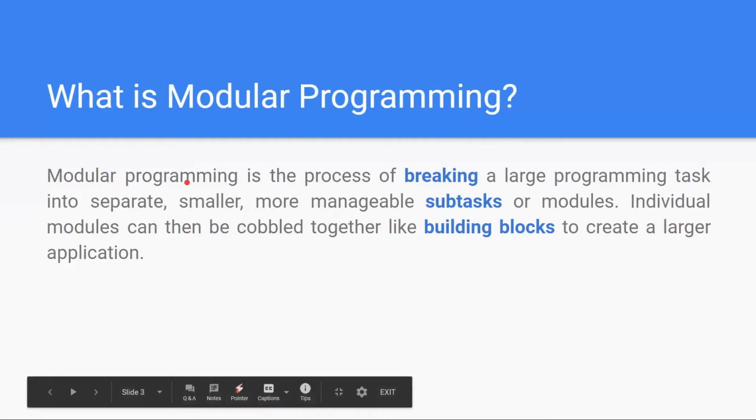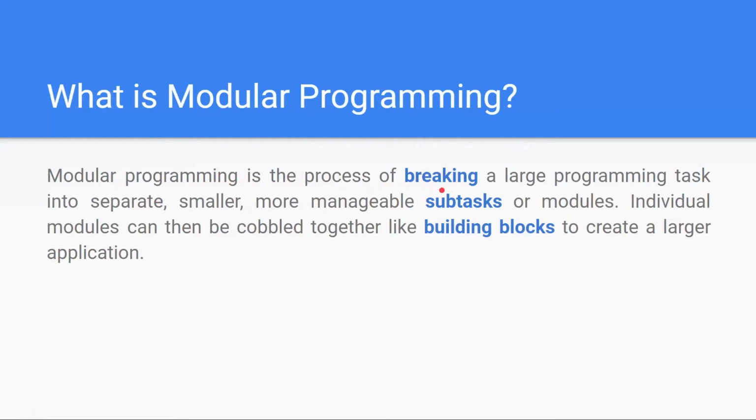First, what do we mean by modular programming? Modular programming refers to the process of breaking a large programming task into smaller, more manageable subtasks. And these subtasks can be merged together to create a larger application. So they serve just like the building blocks of this application.